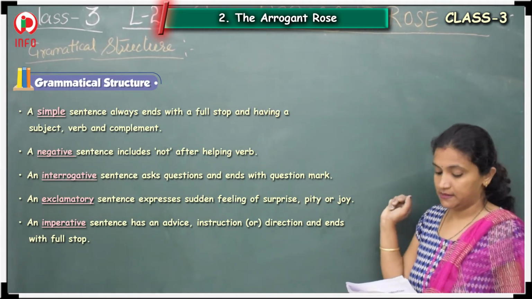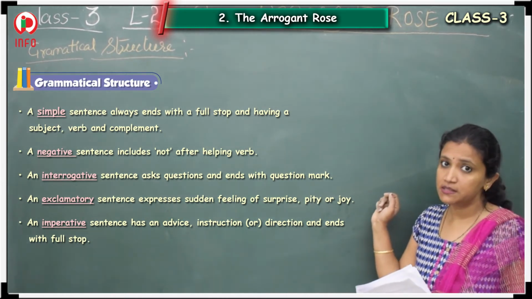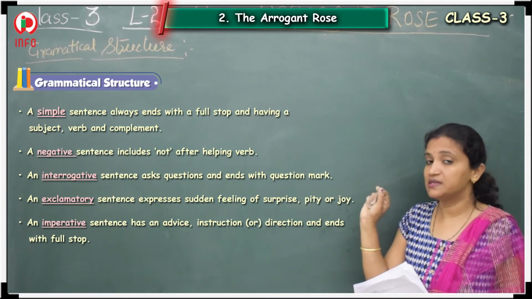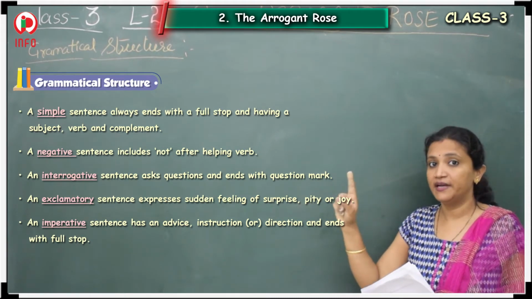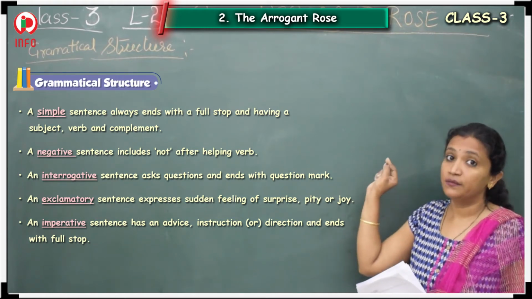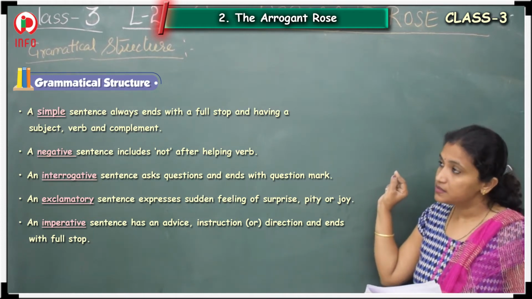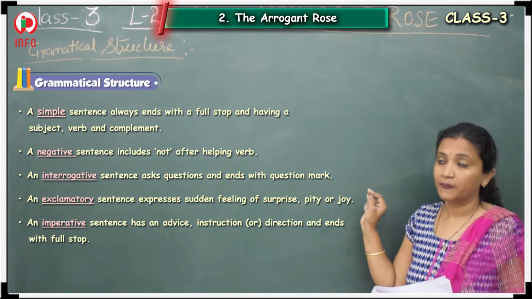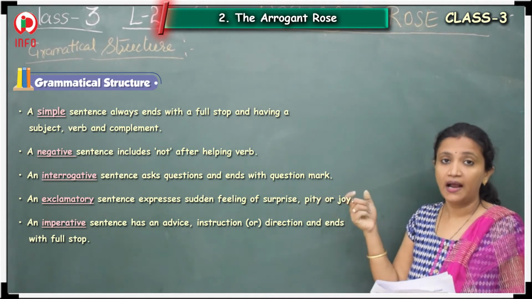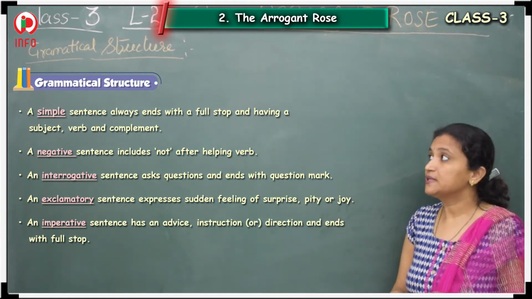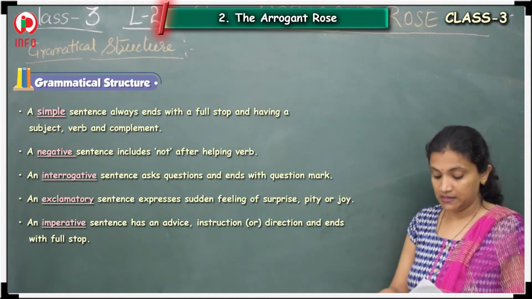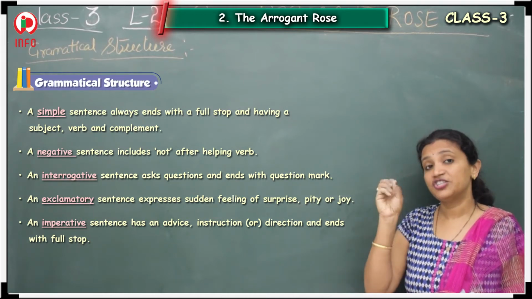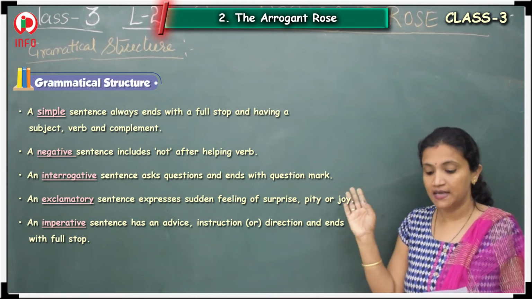Now a simple sentence first. In a simple sentence, the first word should always be in capital letter and it should end with a full stop. So these are called simple sentences. It should have a subject, a verb and a complement. As we discussed, an example of a simple sentence is: the stars are shining brightly. We can see the verb, complement and subject in this.